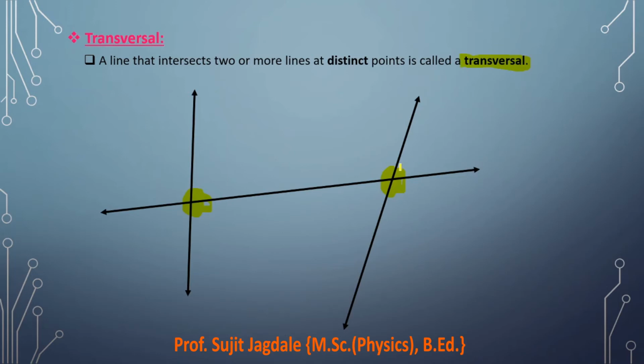Now in the previous case, in case of intersecting lines, we got only 4 angles, but here in case of a transversal, if we are considering a transversal which is intersecting 2 lines, then we are getting 8 angles. If it is intersecting 3 lines, then we are going to get 12 angles. That means the number of angles is going to increase. But most of the time we consider the transversal for 2 lines only. So that's why we are getting 8 angles in case of these transversals.